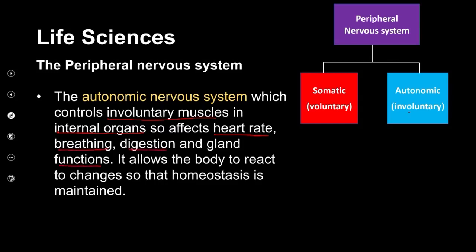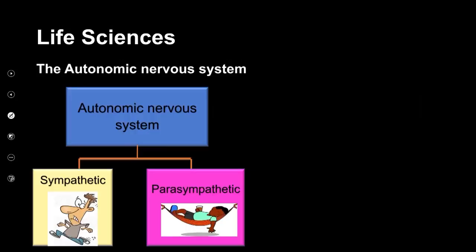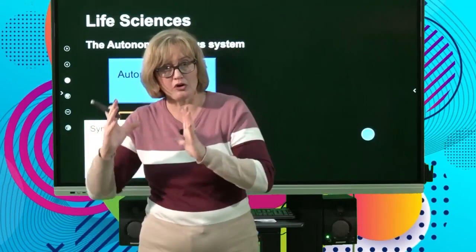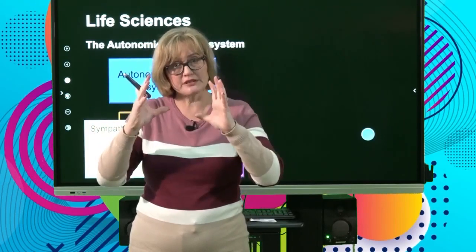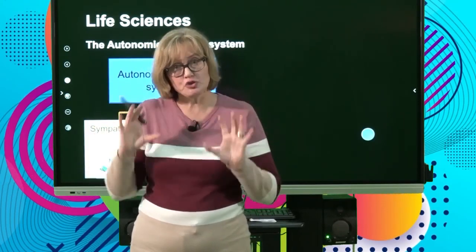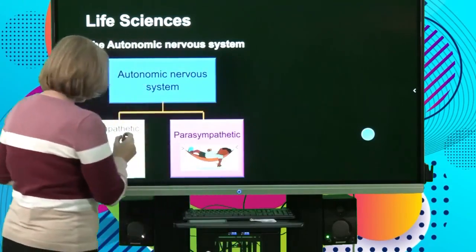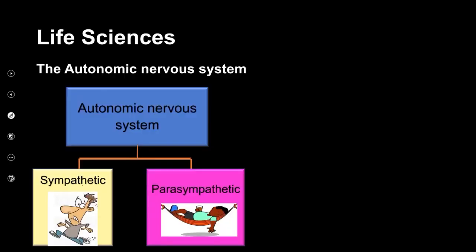Digestion, gland function. It also allows the body to react to changes, so homeostasis is a term that means the balance in your body is maintained. You will be doing this term in much more detail when we do the endocrine system. Now we finish with the peripheral nervous system. We're going down one branch, to the autonomic nervous system, which is branched into two branches. The first one is the sympathetic and the second one is the parasympathetic.